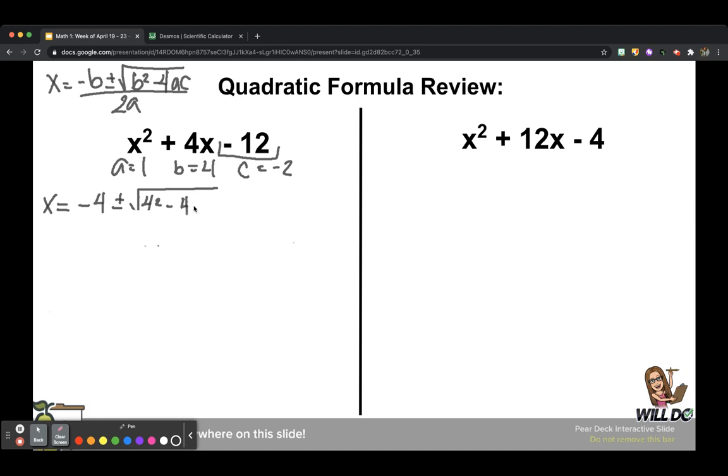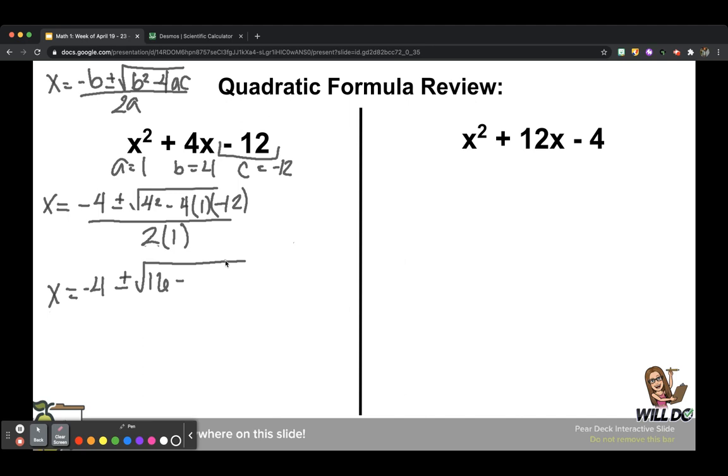So minus 4 times a, which is 1, times c, which is negative 12, all over 2a, which is 2 times 1. So we have x is equal to negative 4 plus or minus radical b squared, which is 16, minus 4 times 1 times negative 12.